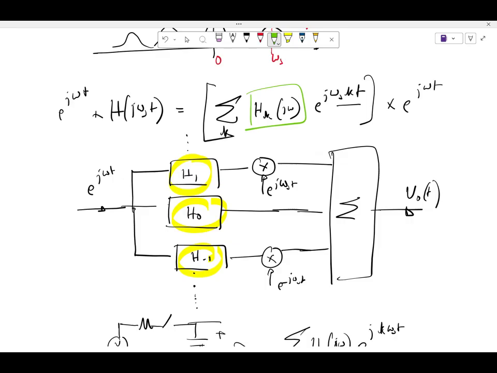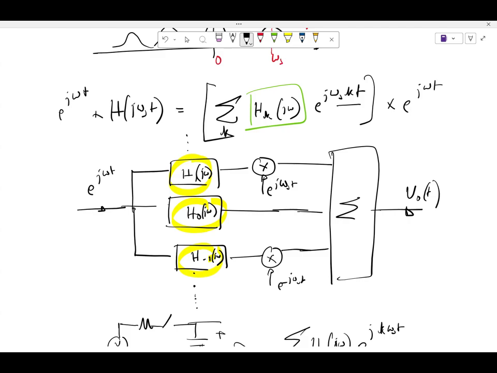That is the value when the input is at omega s. If the input is at a different frequency, that value changes. Correct? So this is also a function of omega, the input frequency. The very important thing to remember: these are not constant.